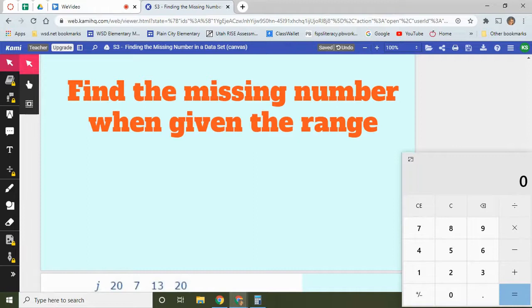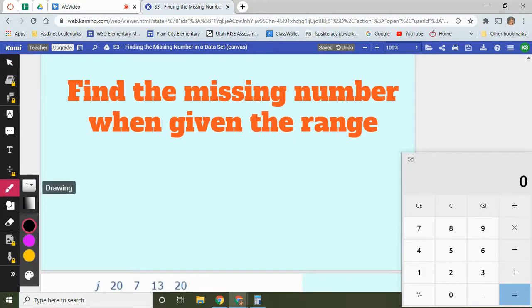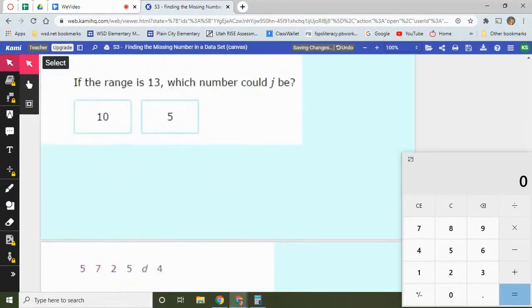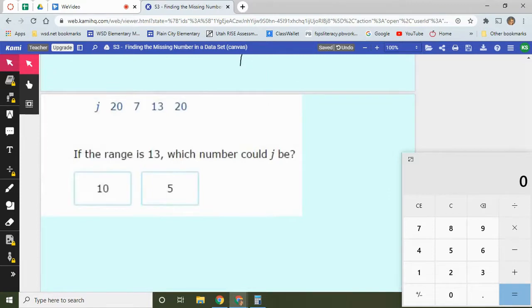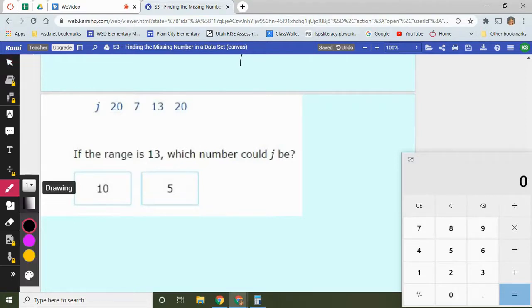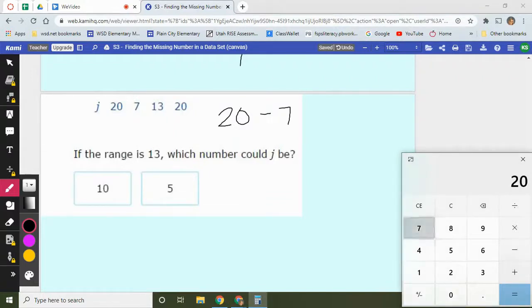So remember, range is we take the greatest number, subtract the least number. So let's look at what they give us. Okay, so if the range is 13, which number could J be? So using the numbers we have right now, let's figure out what is our range. So my greatest number is 20. Subtract my least number is 7. Well, 20 minus 7 is 13. So right now, I have a range of 13, and that's what I want.